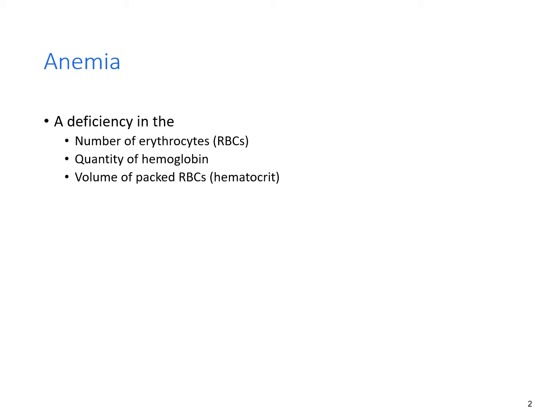All right, so anemia by itself, no big deal here. It's just a deficiency in the number of erythrocytes. It can be described as a deficiency in the quantity of hemoglobin, meaning that the hemoglobin is lower than normal. And also it can be described as a deficiency in the volume of packed red blood cells. So it's not a specific disease. That's important to know. It's not a specific disease state, but it's a sign of an underlying condition. In other words, you have to do more research and find out what exactly is going on.